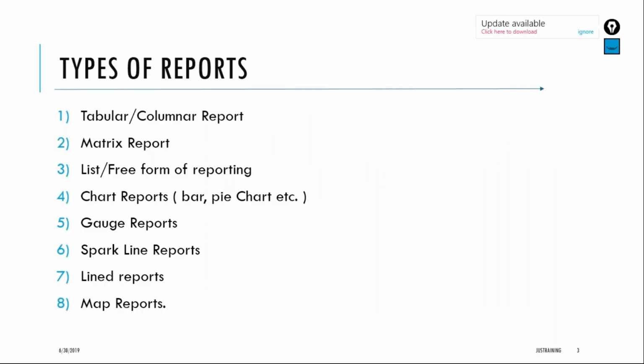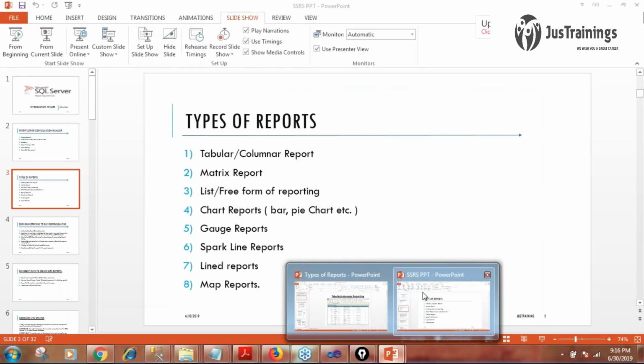So there are different types of reports. When it comes to SSRS, we create tabular reports. First one is called a tabular report or columnar report. Second one is a matrix report, and third one is a list report. Fourth one is a chart report. These are the most frequently used reports that we develop in SSRS. Then there are Gauge report, Sparkline report, linked report, and map reports. Let me just show you how the reports look.